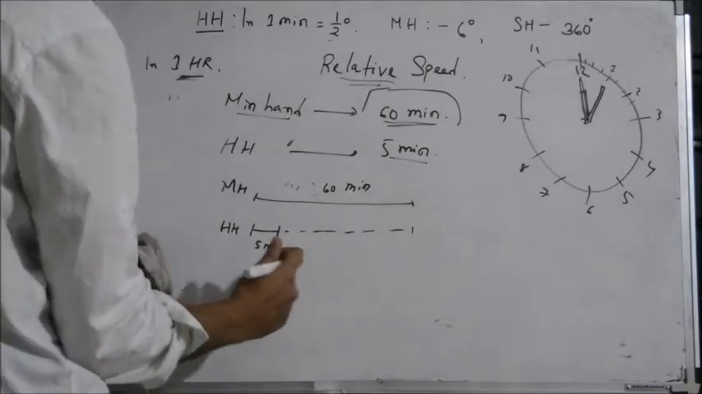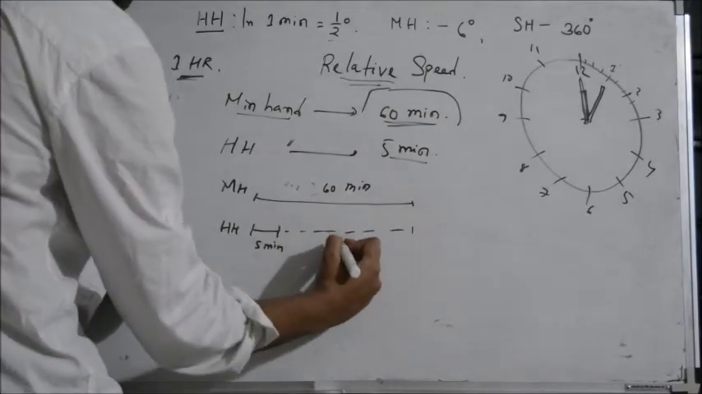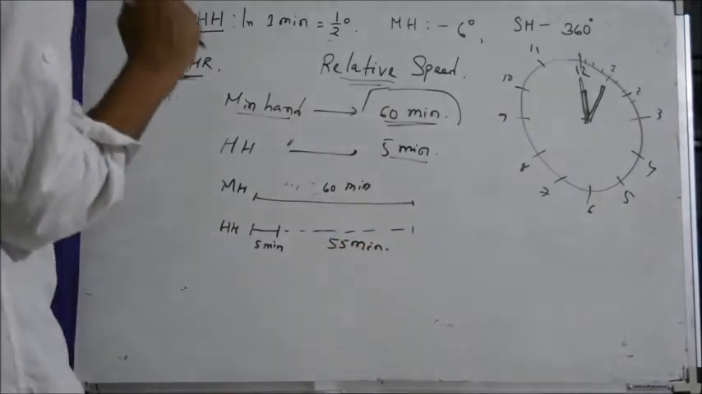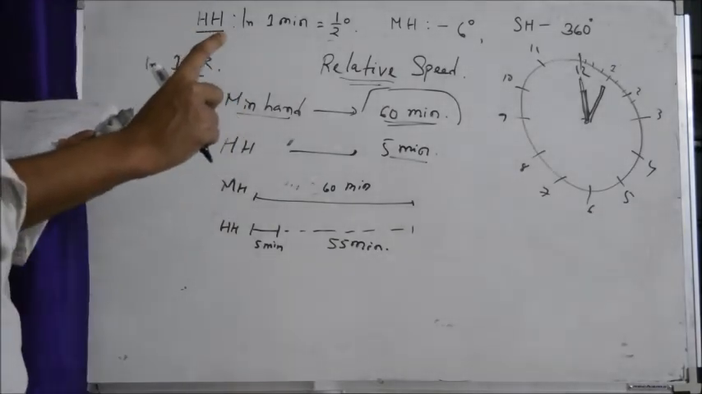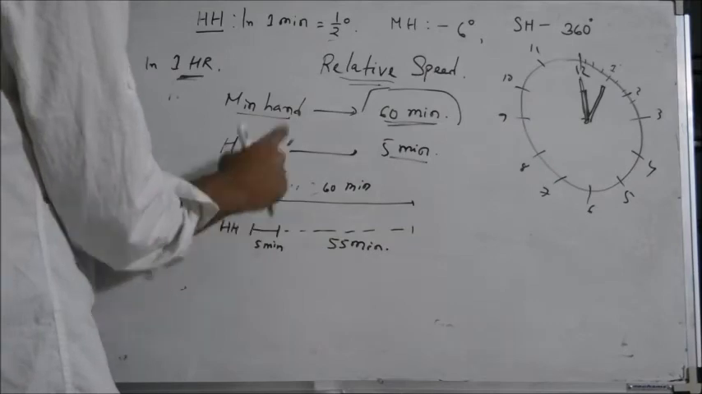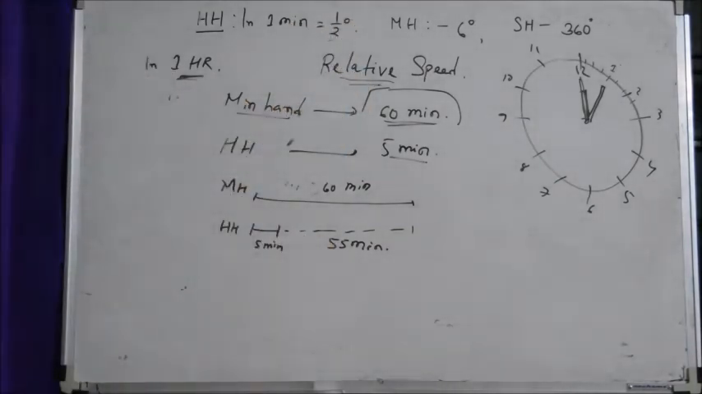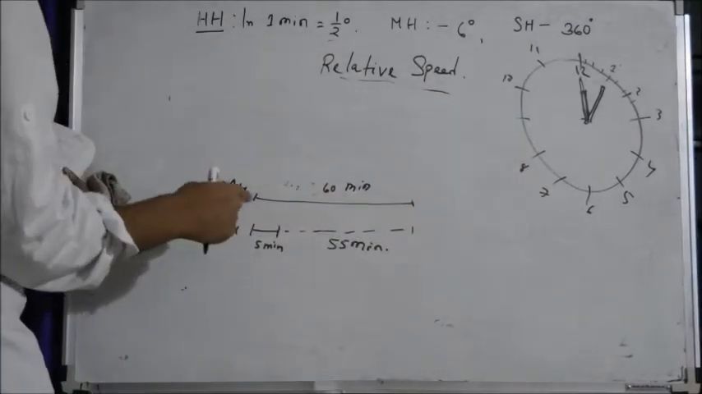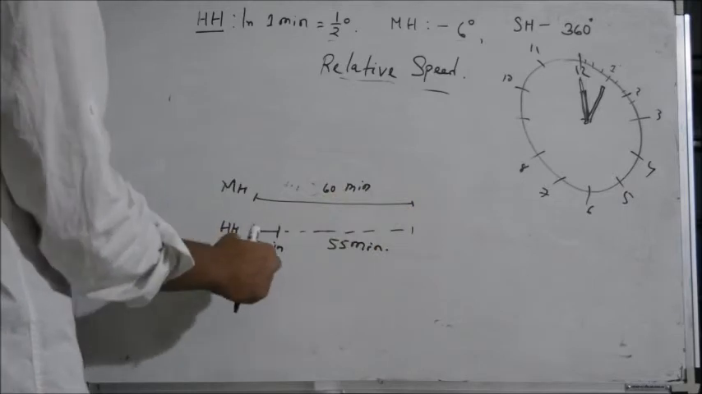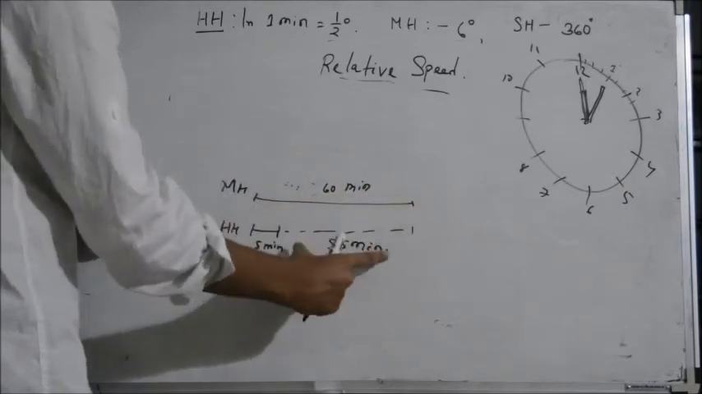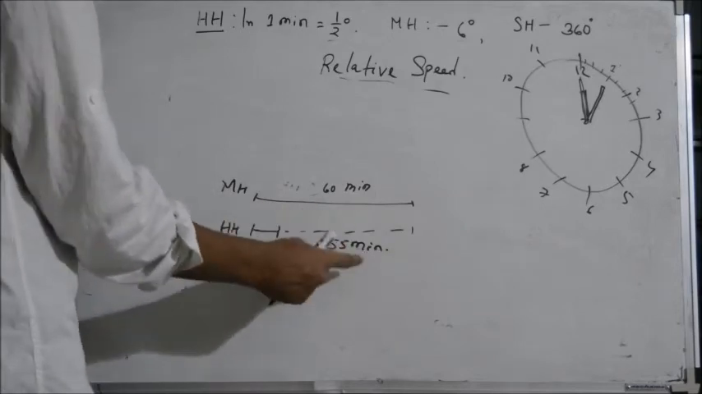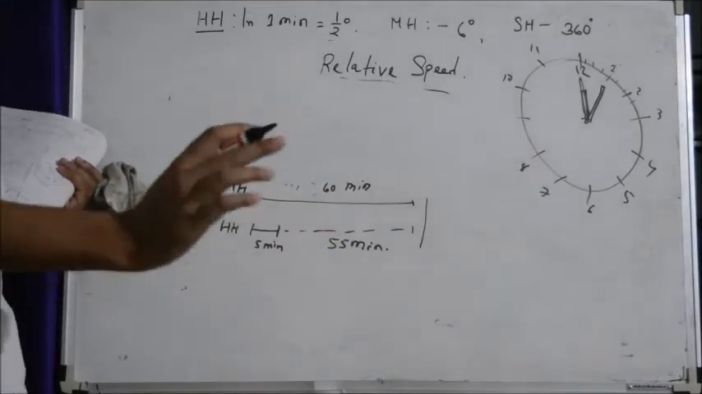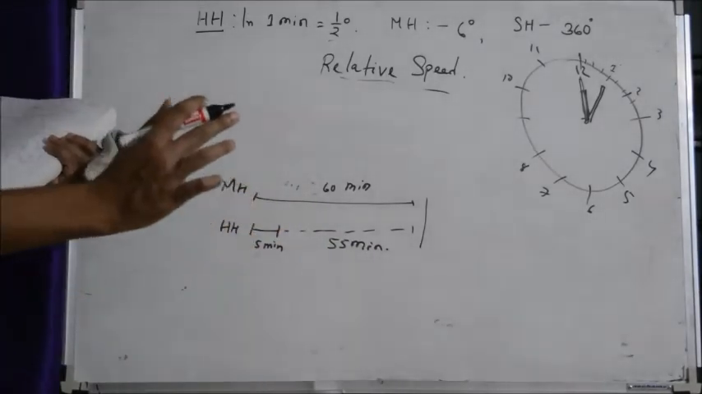So how much distance is the hour hand lagging behind the minute hand? 55 minutes. That means the distance gained by the minute hand over the hour hand in 1 hour is 55 minutes. I am repeating it again. We have seen that in 1 hour the minute hand moves 60 minutes, the hour hand moves 5 minutes. That means the minute hand is overtaking the hour hand by how many minutes? 55 minutes. That is, the minute hand is faster than the hour hand by 55 minutes in 1 hour. Are we clear till here? Please pay attention, this is very important. You should understand this topic.